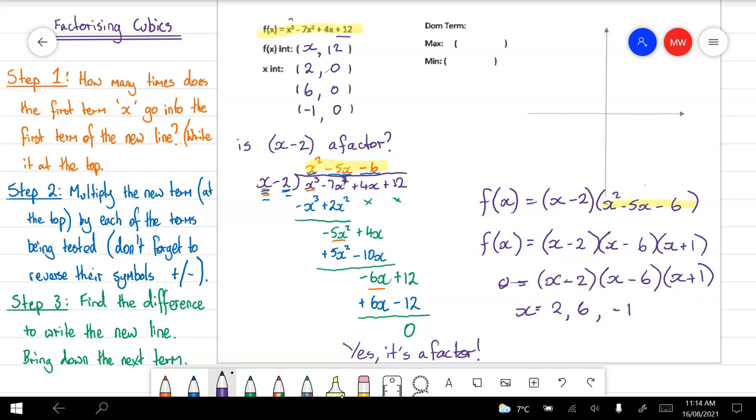My dominant term comes from here. It's x cubed. And at this stage, we're not worrying about maxes and mins. So over here on the graph, we can plot this. We've got a y-intercept here at 12. And I've got my x-intercepts here at -1, 2, and 6. If I look at my dominant term, it's positive. So that means that the curve is going to come up through 12, turn, come down through 2, turn, and then head back up through 6 as a quick sketch.